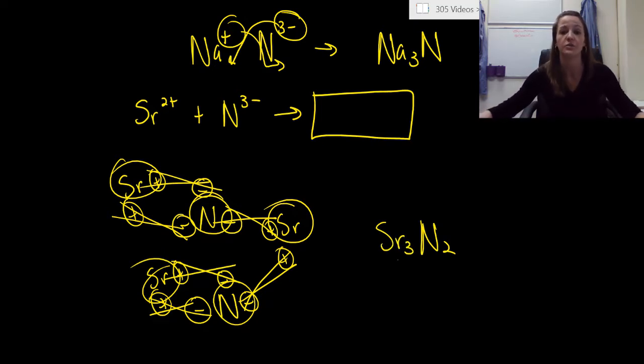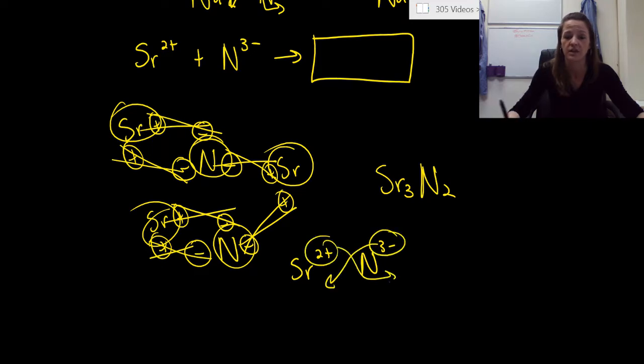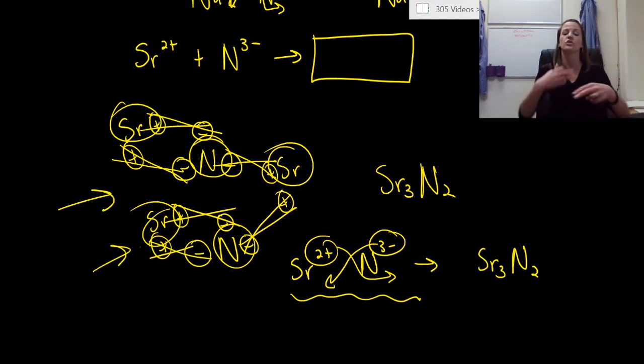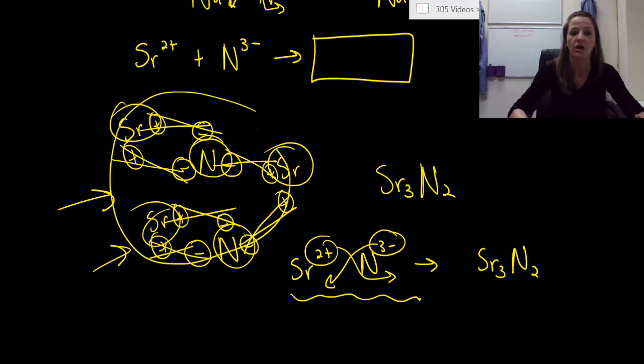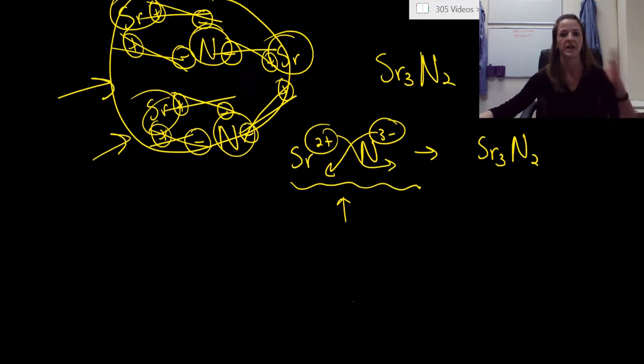Or if you wanted to do the really easy way, you could have just gone Sr2 plus and then N3 minus. The 3 goes down here, the 2 goes down here, and you end up with strontium 3, nitrogen 2. I am completely fine with you using this method, but I need you to understand why that happens. We're trying to cancel out the charge. If you don't understand this messy part, then this is just going through the motions and you're just a robot, and that's not good. We want you to actually understand it.